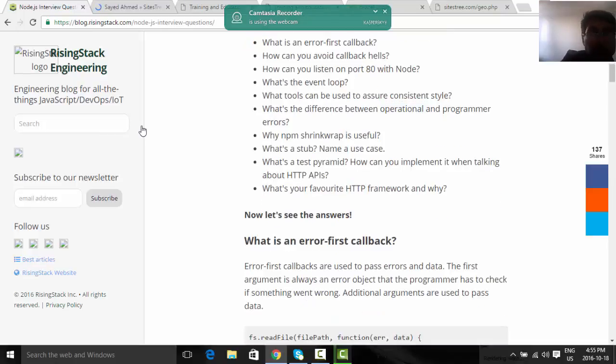Okay, what is npm shrink wrap, and why is it useful? I believe I'm familiar with the underlying concept, but I'm having a hard time recognizing what this shrink wrap is. Probably if I see it, I'll be able to explain what it is referring to. npm shrink wrap, it is related to, let's see, what is stub?